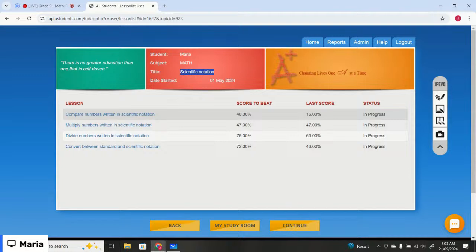Here I'm on grade 9 math. The chapter we are on right now is scientific notation. Let's just start with the first lesson, that is compare numbers written in scientific notation.